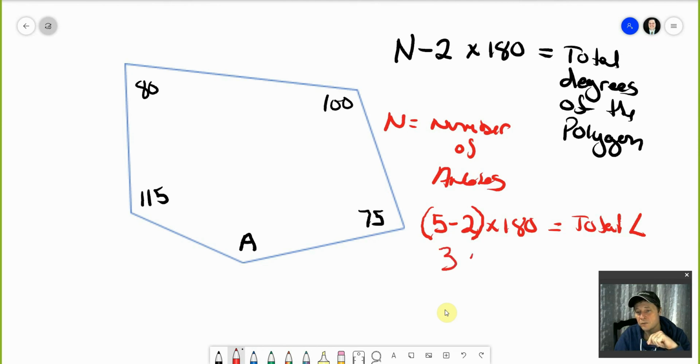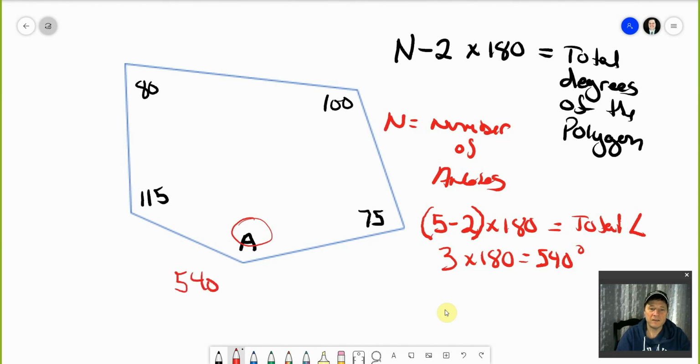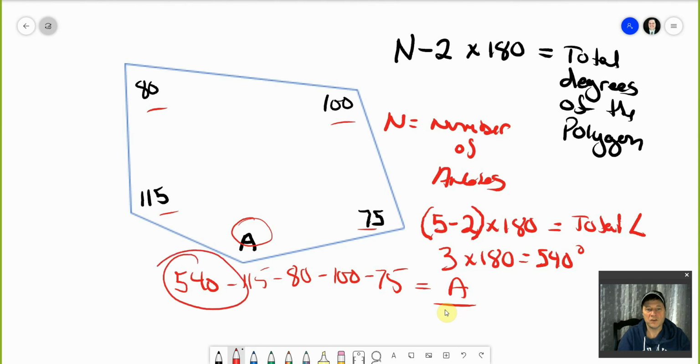Now we end up with 3 times 180. What does that equal? 540. Again, another thing I should know. I've only done this 9 million times. The total angle in here is 540 degrees. So if I want to solve angle A, I take 540, my total angle, minus 115, minus 80, minus 100, minus 75, and that equals A. I just subtract the angles I know from the total angle, and it leaves me with A.